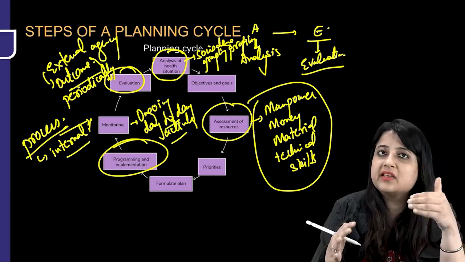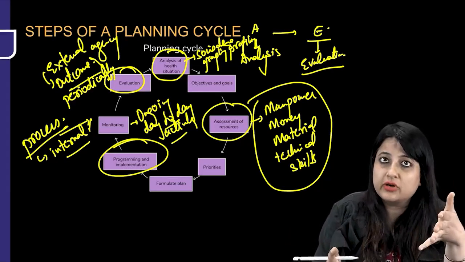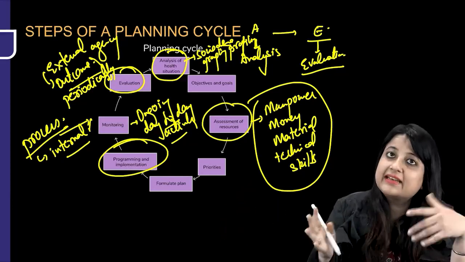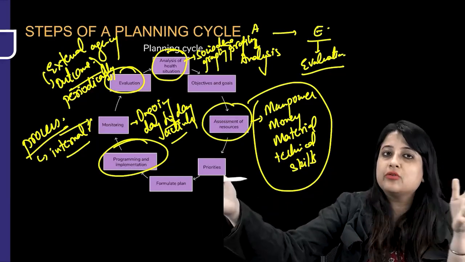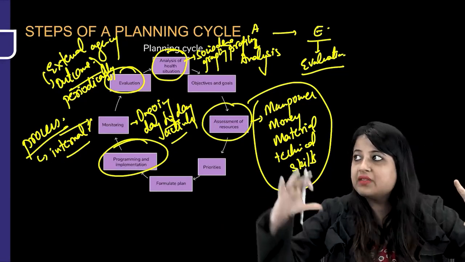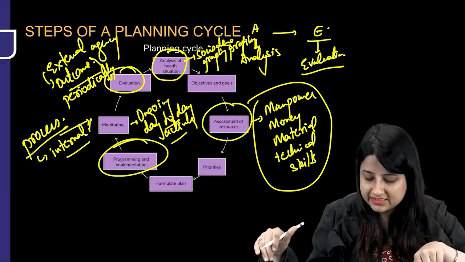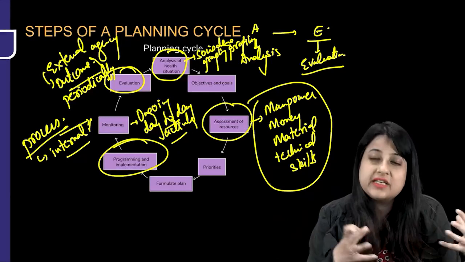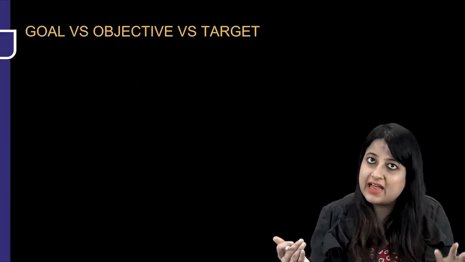Like you, when you're preparing, you can monitor yourself. If you were supposed to do 10 MCQs every day, did you do it or not? But your evaluation is being done by the National Board of Examination, at the end, after 1 year, when you appear for the exams. So always remember, for the planning cycle, the first letter is A and the last letter is E. So analysis, set your goals and objectives, assess resources, based on that establish your priorities, formulate a plan, then program and implement, monitor and evaluation.